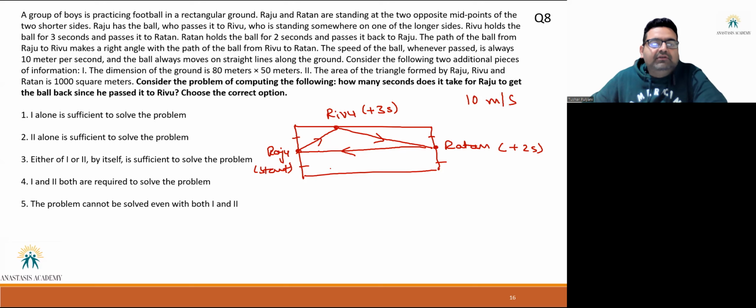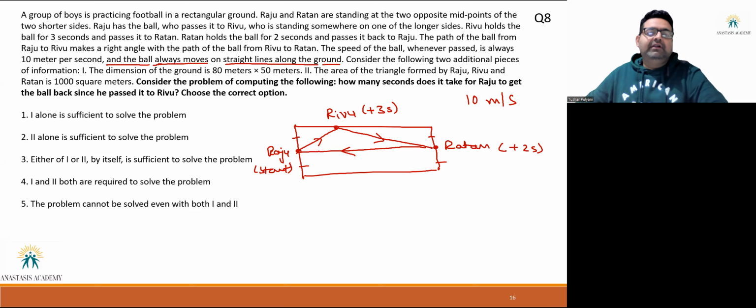And the ball moves in. So while drawing the diagram, there was a doubt in my mind that, okay, why am I drawing it in a straight line, or why am I drawing along the ground, the ball can go in the air. But the question was smart enough to clarify that for you, that it always will move in a straight line along the ground. Right. So there are two pieces of information.